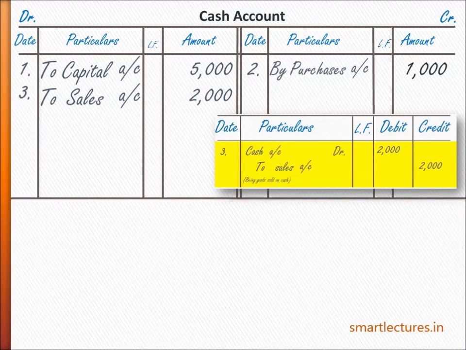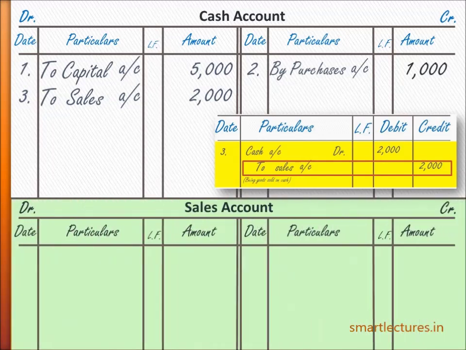Move to the sales account and come on the credit side, write down 2000. And the date will be 3 and the particulars will be by. What will you write in the particulars column? Because when the sales account was credited, the opposite account was the cash account. So write down by cash account. In this way, on the basis of the journal entries, we have completed ledger posting.